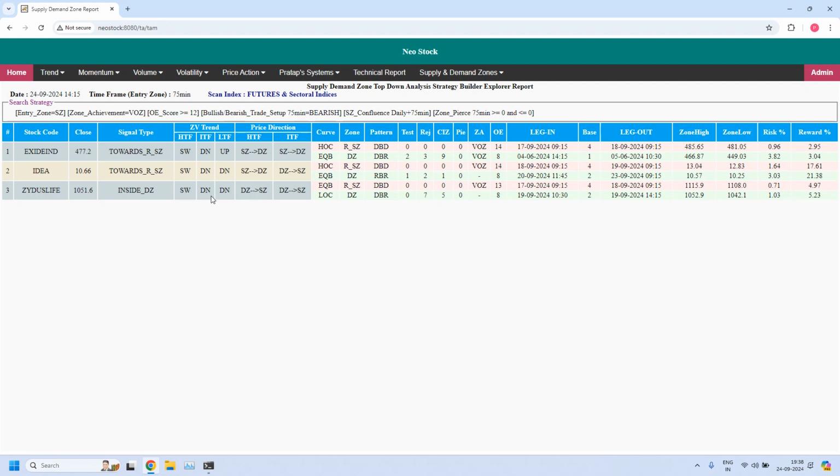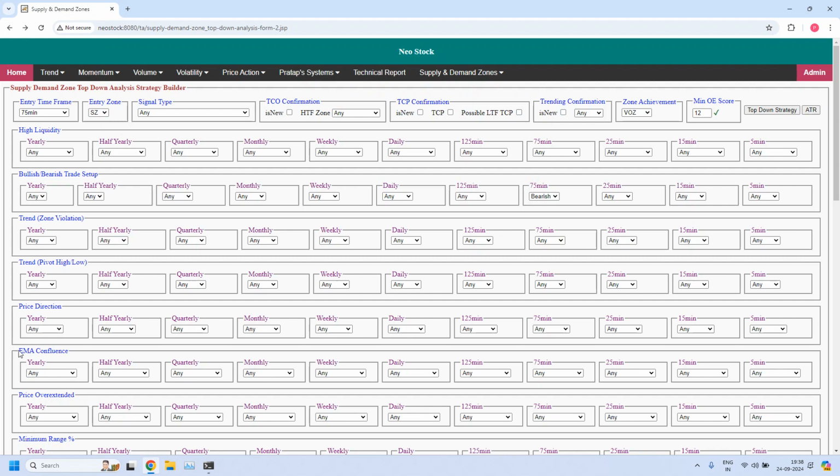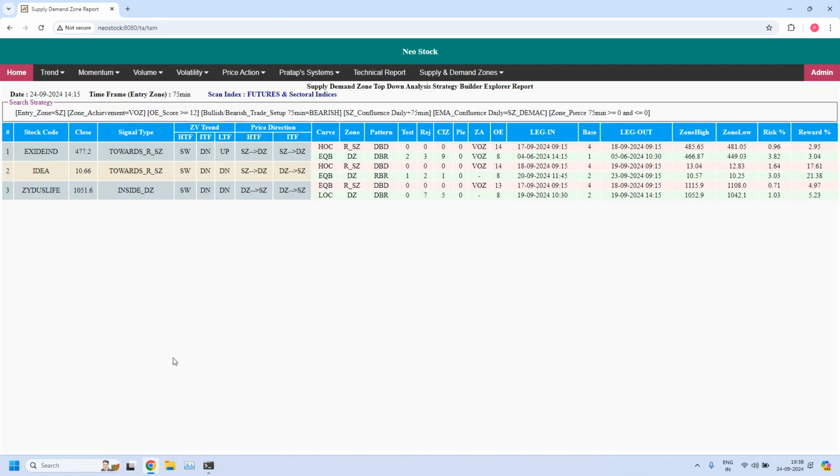Out of these 3, if any of these stocks are having EMA confluence, again it is an even higher probability setup. So in the EMA confluence daily time frame, I am enabling daily supply zone with daily EMA confluence. Let's verify. All the 3 are filtered. That means all the 3 stocks are currently supporting a high probability setup.